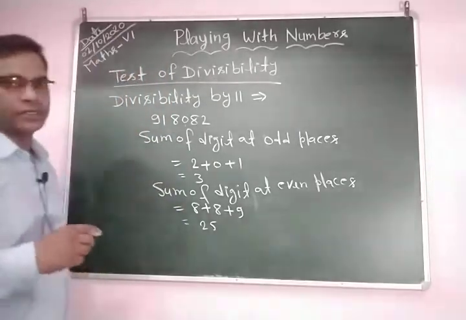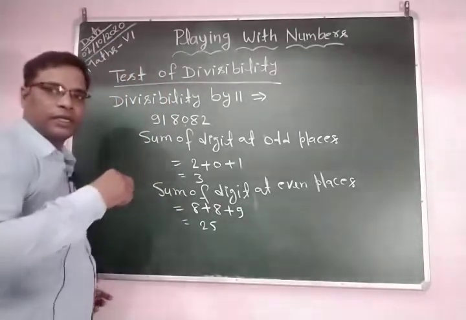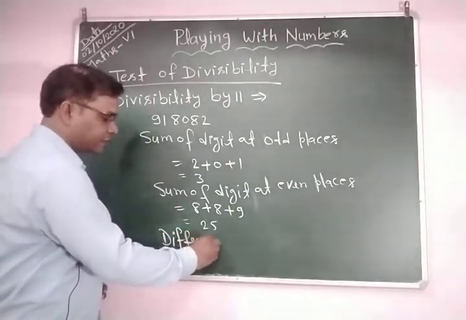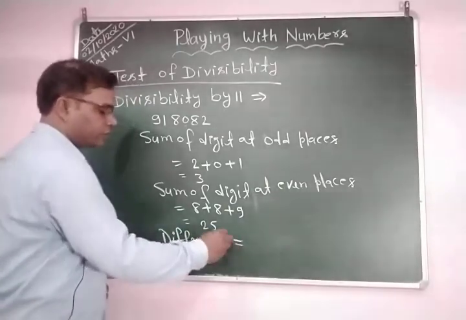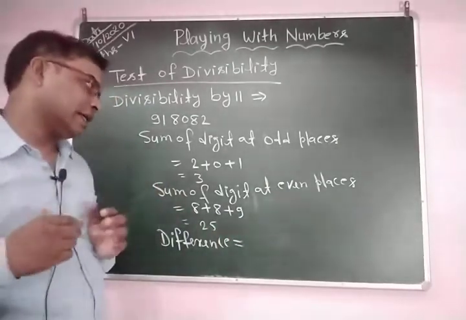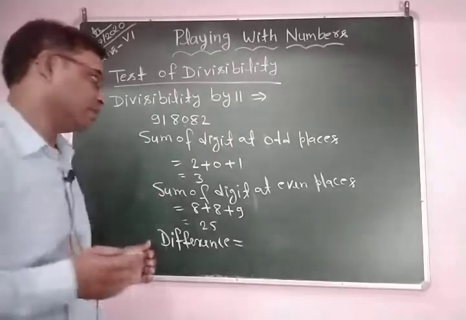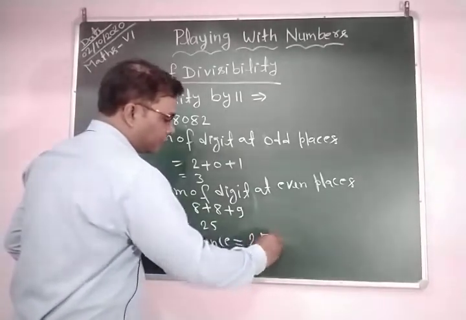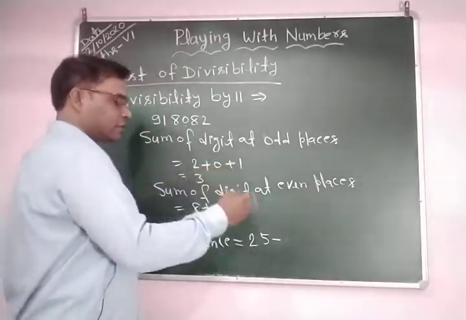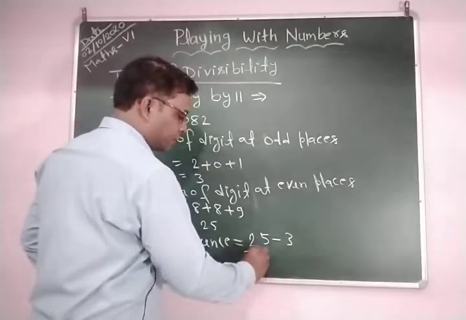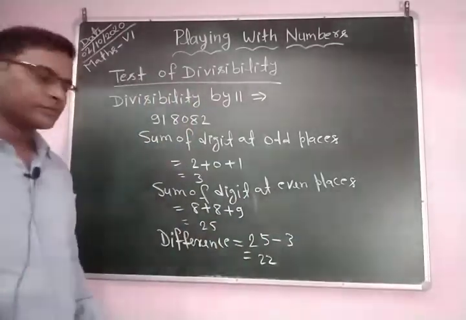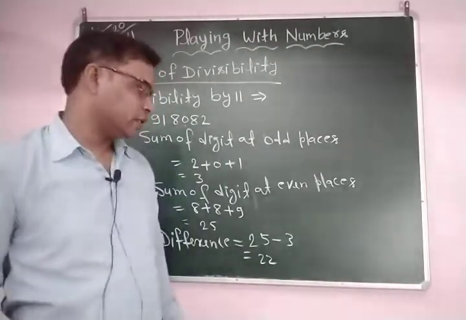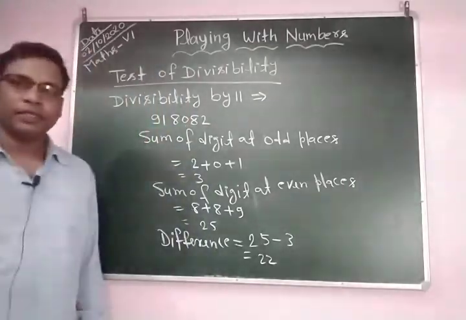After this we find the difference. What is the difference of them? The difference is equal to the sum of digits at even places minus the sum of digits at odd places. The sum of digits at even places is 25, and the sum of digits at odd places is 3. So the difference is 22. 22 is a multiple of 11, so this number is divisible by 11.